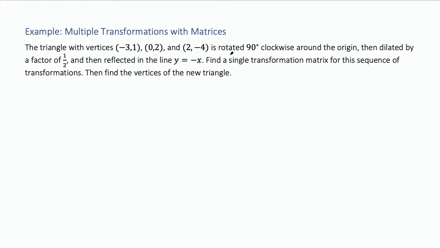So for a rotation 90 degrees clockwise around the origin, the matrix for that is 0, negative 1 for the first column, and the second column is 1, 0. So that right there is our 90-degree clockwise rotation around the origin.